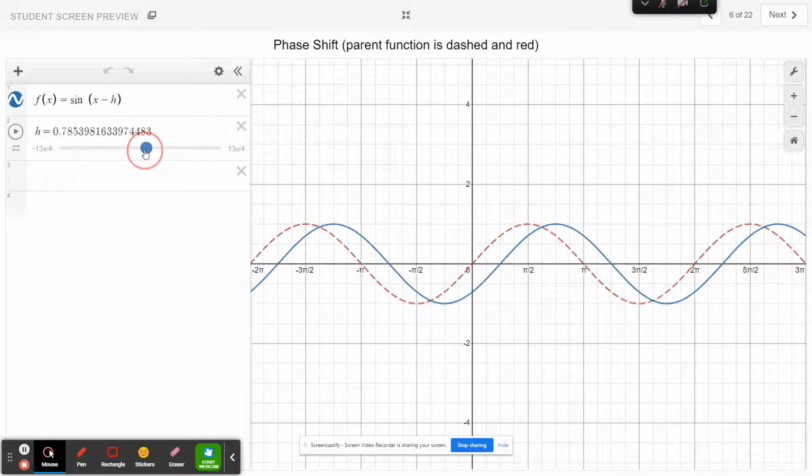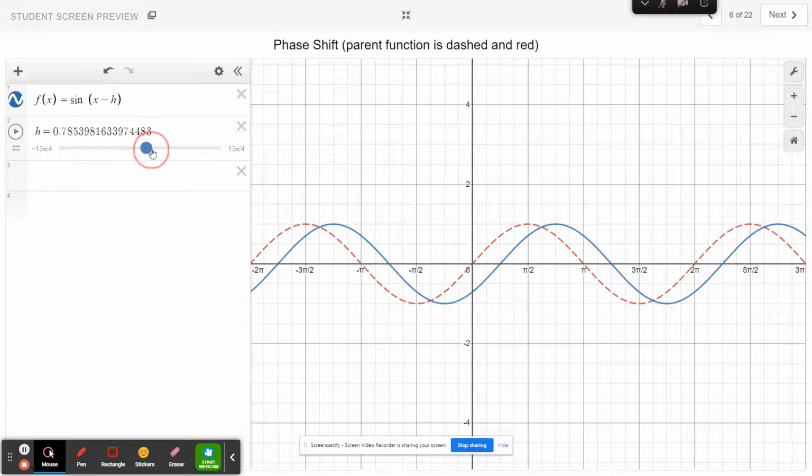I've set it up here where, if you could tell, the blue line has moved over pi fourths. So it's at increments of pi fourths. Unfortunately it gives it to you in decimals here, but H right now is pi fourths. So it's x minus pi fourths. Look what it did: it moved that max over pi fourths.